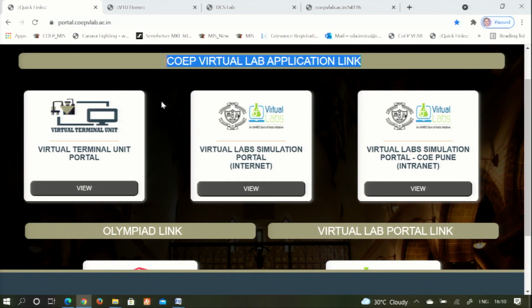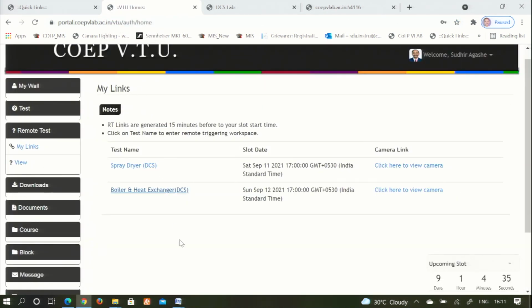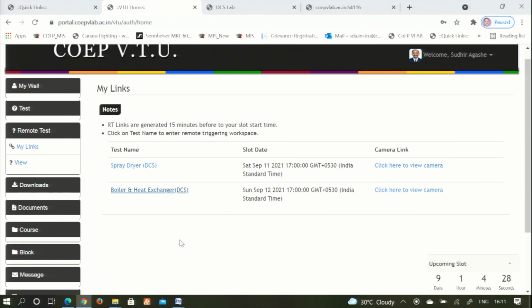Now, if you click on the virtual terminal unit, it will lead to this screen where there is a slot which is being booked for you. Of course, you have to book a slot. We will create the slot for you, and once you book that slot, for that particular time the entire plant would be available to you, under your control.